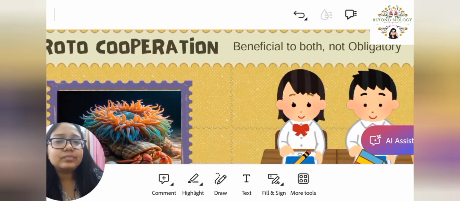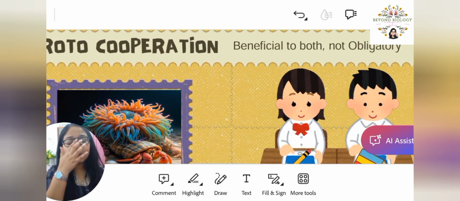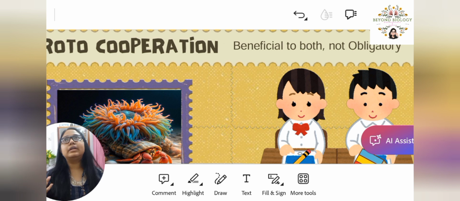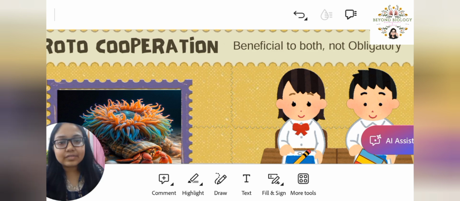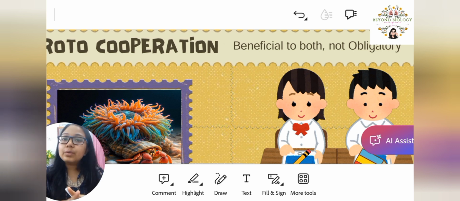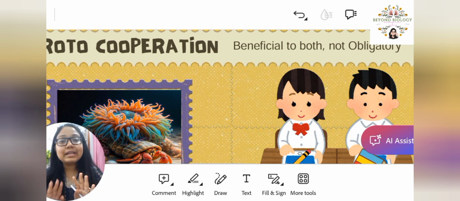Next is protocooperation. What is protocooperation? We have learned that in mutualism, the bond between the two is obligatory. That means it is essential; without them, they will not be able to survive. But in the case of protocooperation, it is beneficial for both the parties, but it is not obligatory.